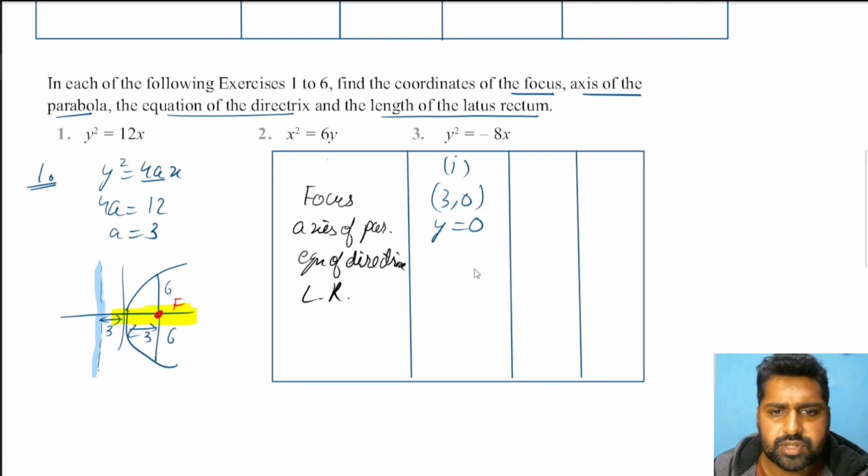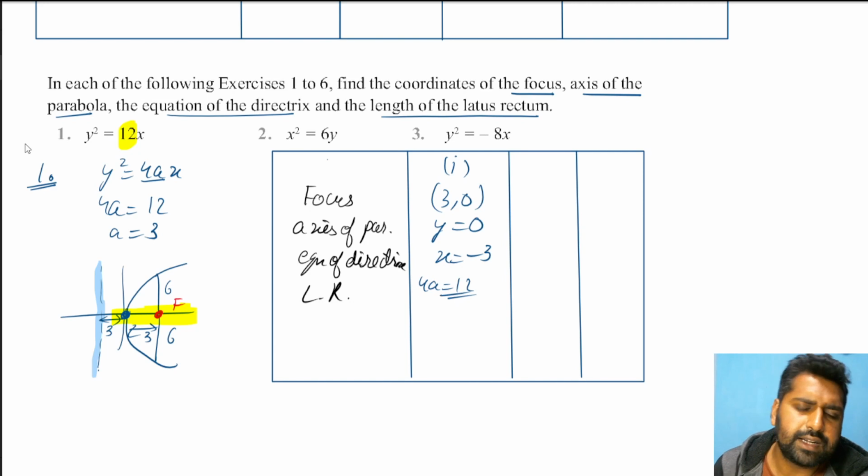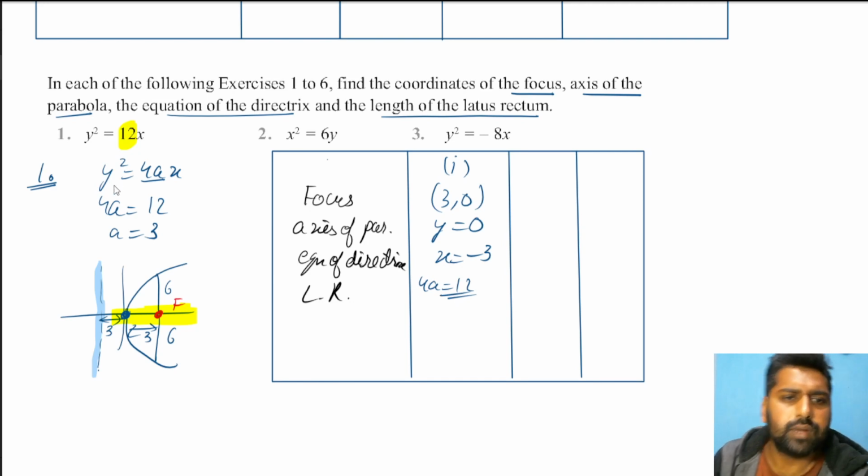How do we write any equation that is parallel to the y-axis? x is equal to something. What is that? This is on the left of origin. Okay, so x equal to minus 3. If it was on the right, plus 3. Latus rectum is 4a, that's 12. Okay, interestingly, you can directly say that this factor, the factor that is written with x or y, is always the latus rectum. Directly you can say that.